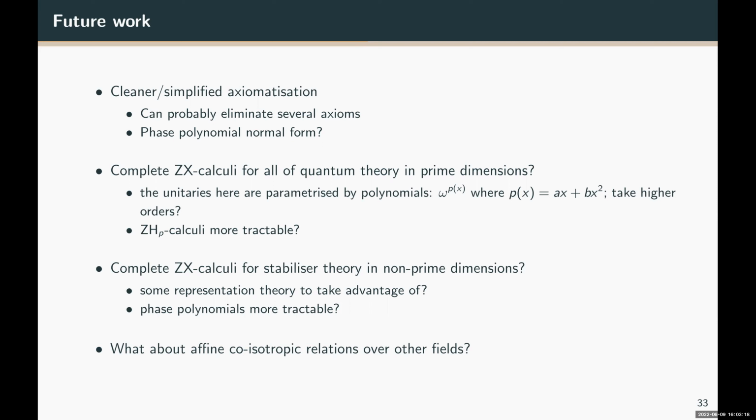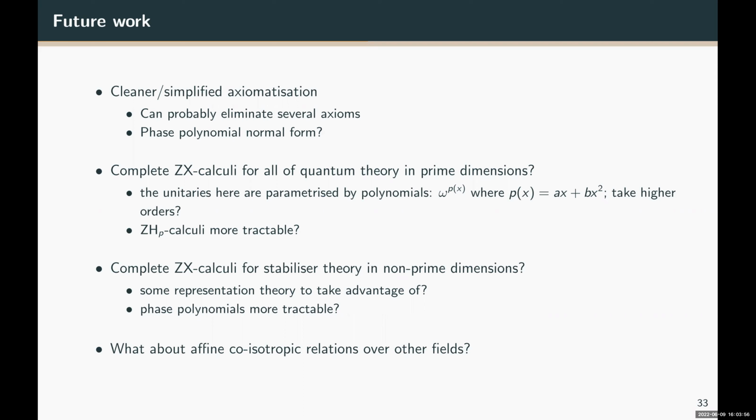There are, of course, a number of open questions which are left over. As I suggested when I was talking about the axiomatization, I think we can certainly do better in terms of minimizing the axioms, and I think there's a few that we can clean up as well. I'm also curious to see if we can find a nicer normal form like Miriam and Tom McElvanney, I hope that's how that's pronounced, have done for the qubit case with their phase polynomial normal form.